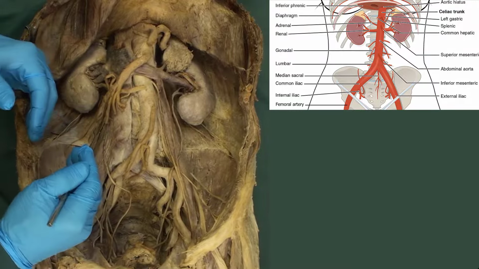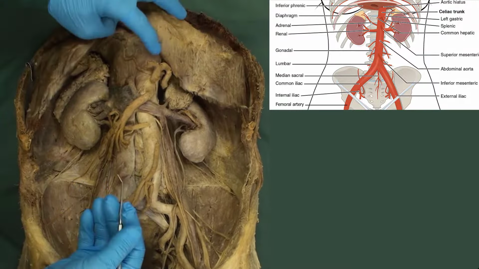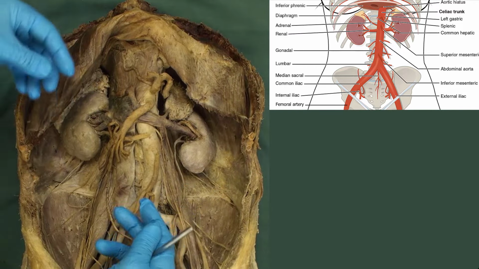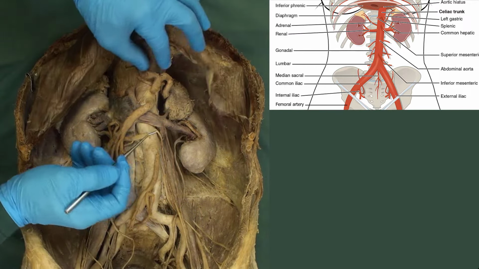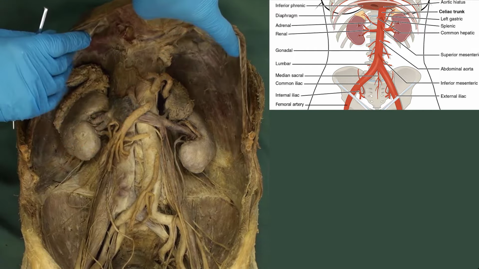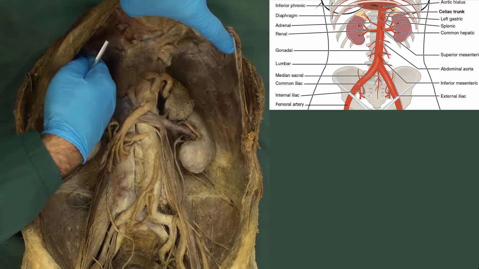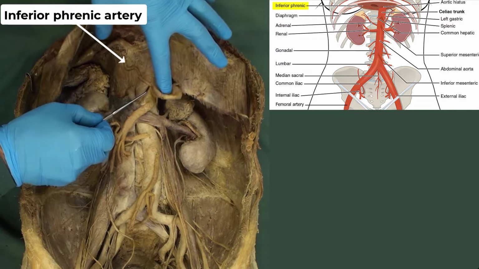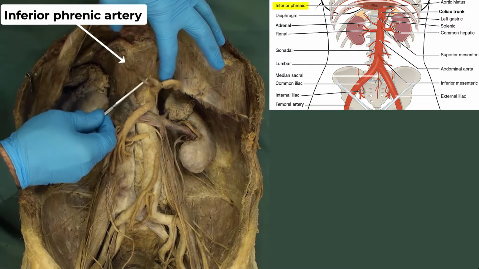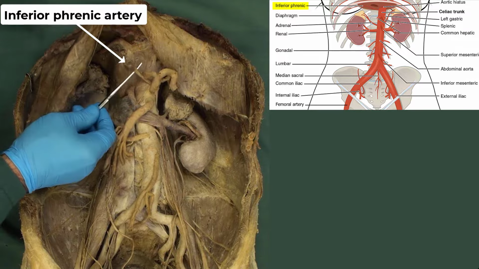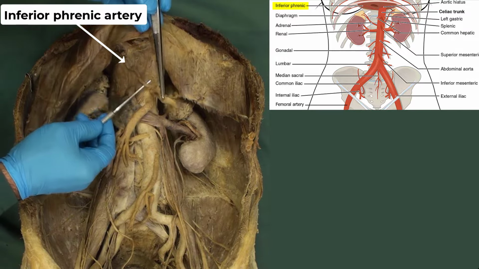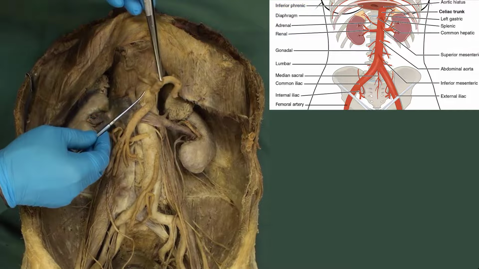Now, the second group of the branches are parietal. Then you can imagine they go to the walls. Now, when it comes to the parietal, the one which goes to the roof, it means diaphragm from below, is called inferior phrenic. We do have one beautiful inferior phrenic artery here. However, again, normal variation. This artery arises from celiac trunk in this specimen.